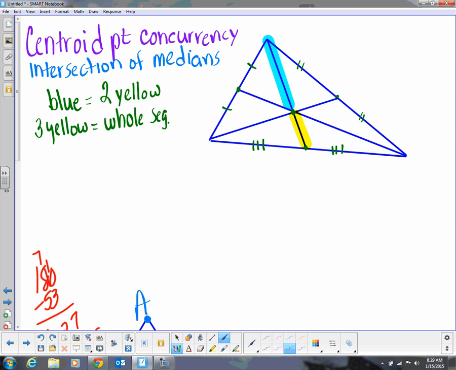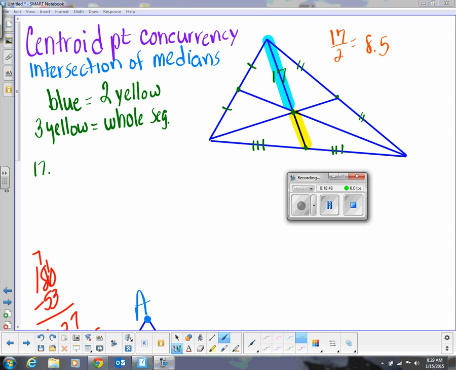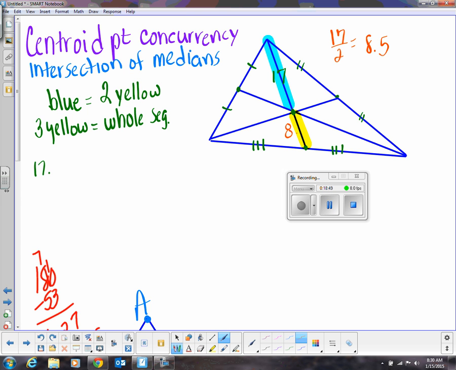So what did you ask for, Stephanie? 17. So 17 told us that BF, they told us that this is 17. So Stephanie, how do you get the yellow? How do I get yellow? What's the relationship between those two segments? Blue is what? Right. So if I have blue, how do I get to yellow? Yep, divide by 2. So this is going to be 8.5. All right. So that means that this is 8.5.